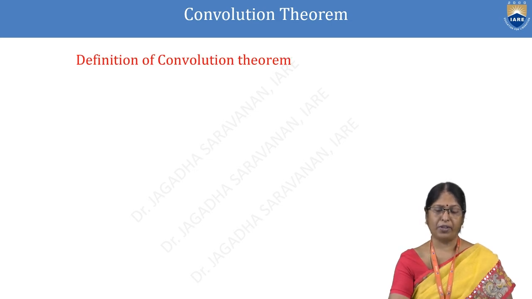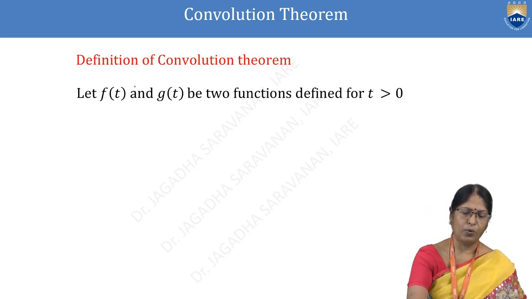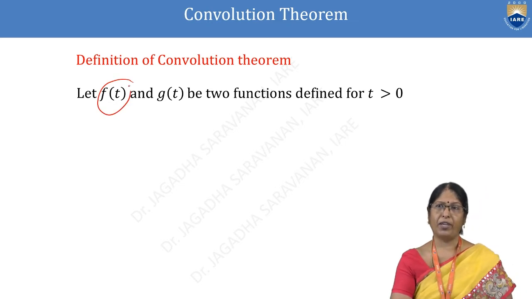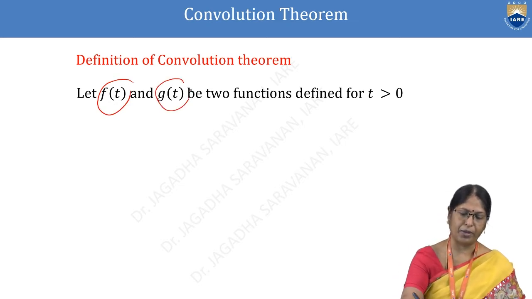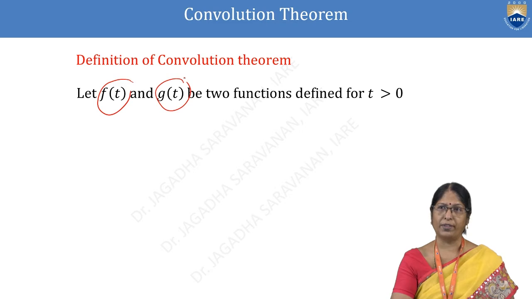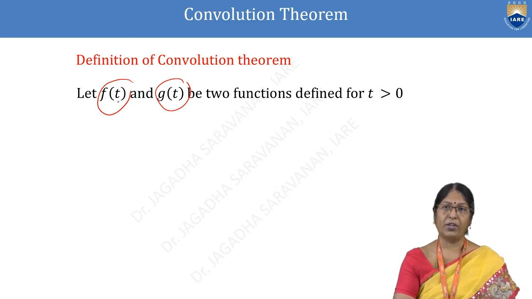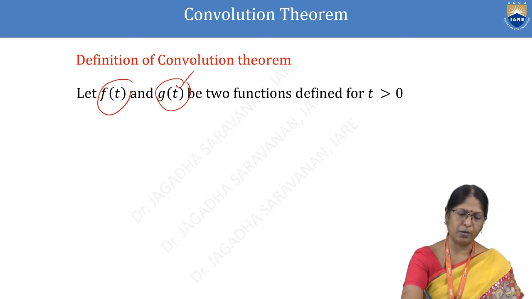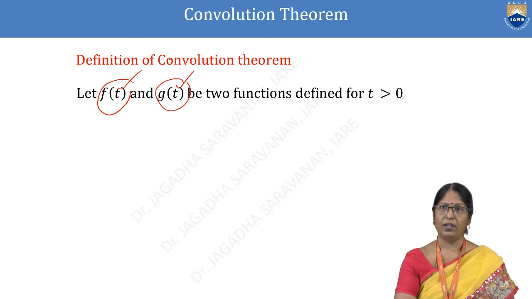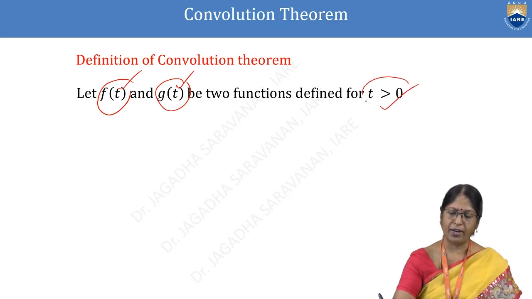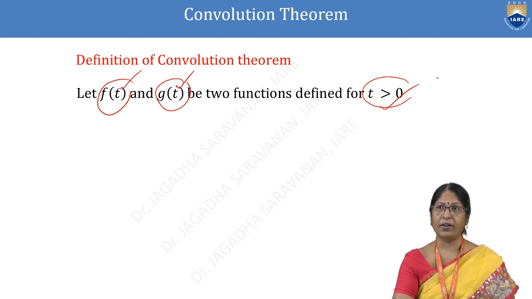Definition of Convolution Theorem. Now, here, f of t and g of t are two functions. They are expressed in terms of the variable t, where t is positive. Mathematically, that is written as t is greater than 0.